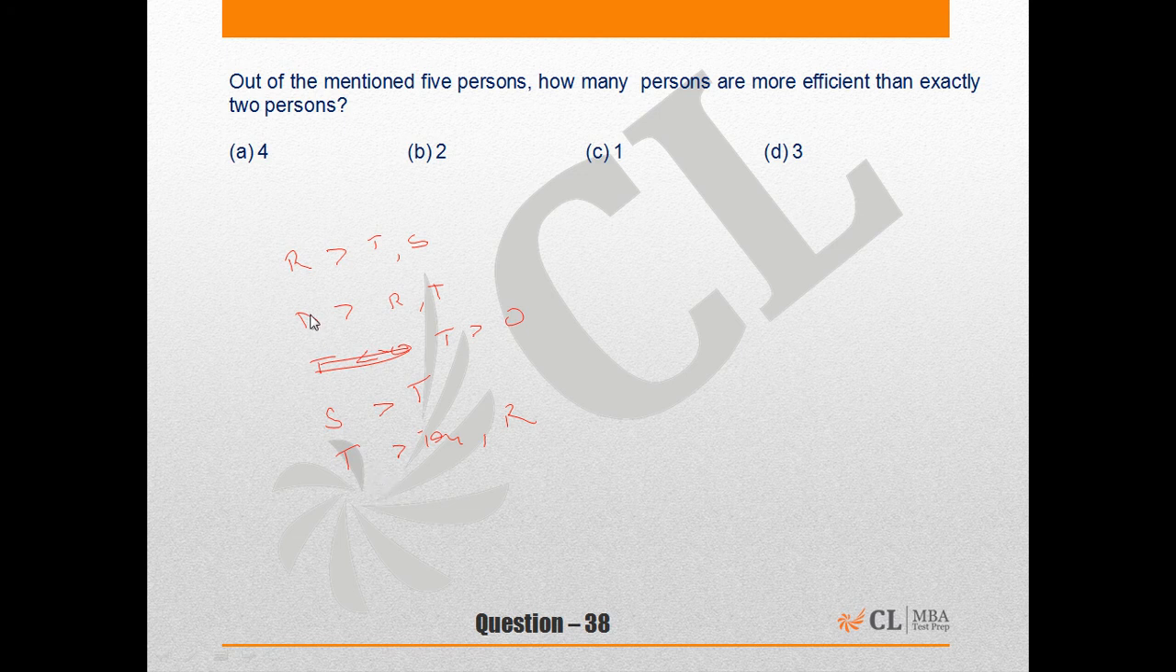Now I have to find the number of people who are more efficient than exactly 2 people. So I see that there is one person Rohan, the other is Deepak, and the third is Tarun. So there are 3 people who are more efficient than exactly 2 people. So the answer is option D. There is no shortcut for this question because you have to compare each and every data here.